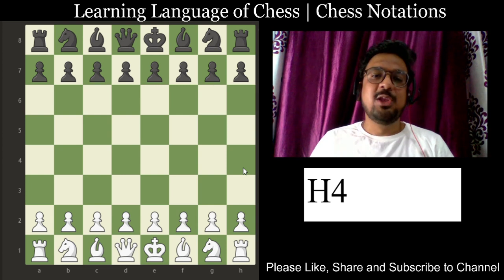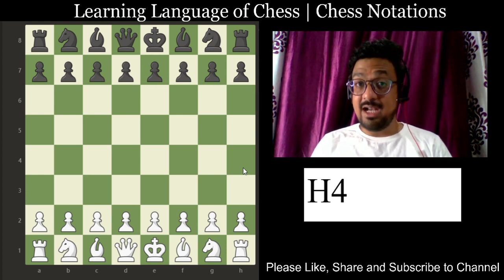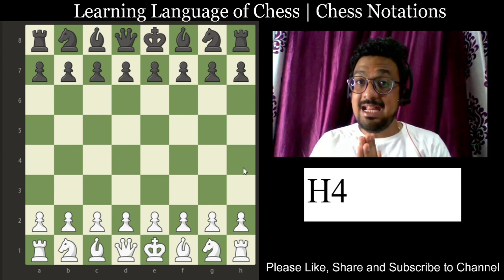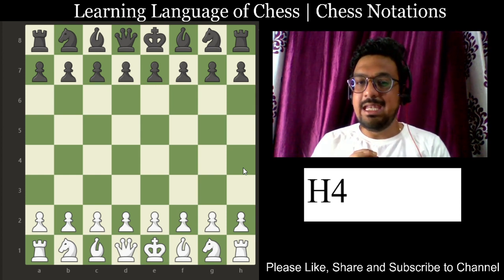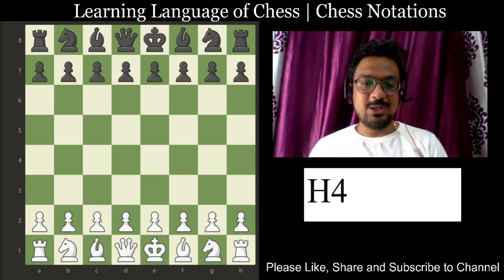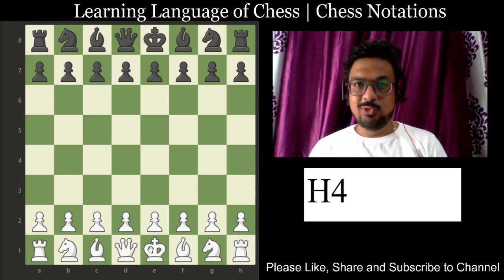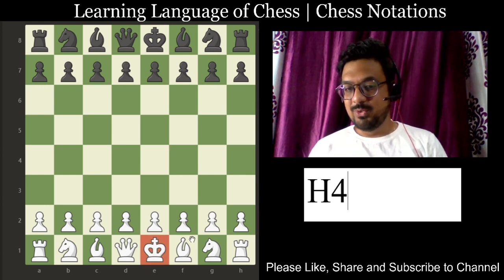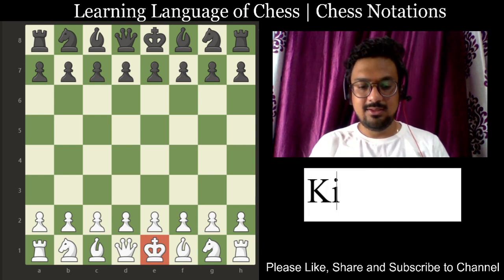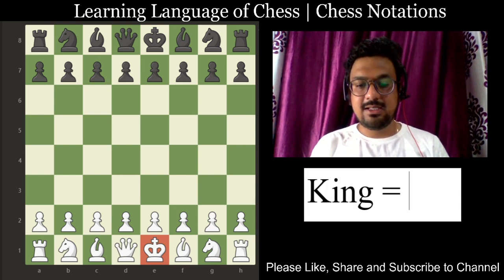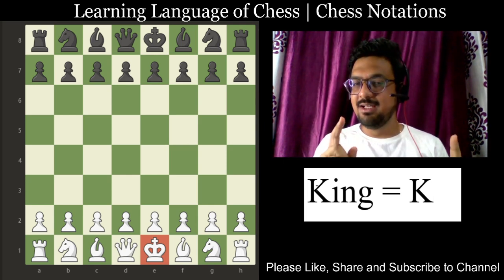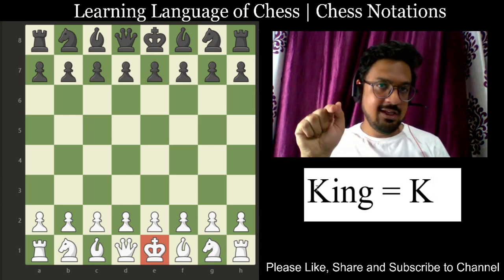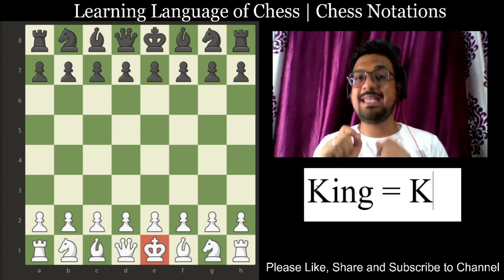It's easy. So let's try to find out the names of each and every piece on the chessboard and their nicknames. Let's start with the king. The king has the nickname K. The first letter of king is K, so the king is called K.